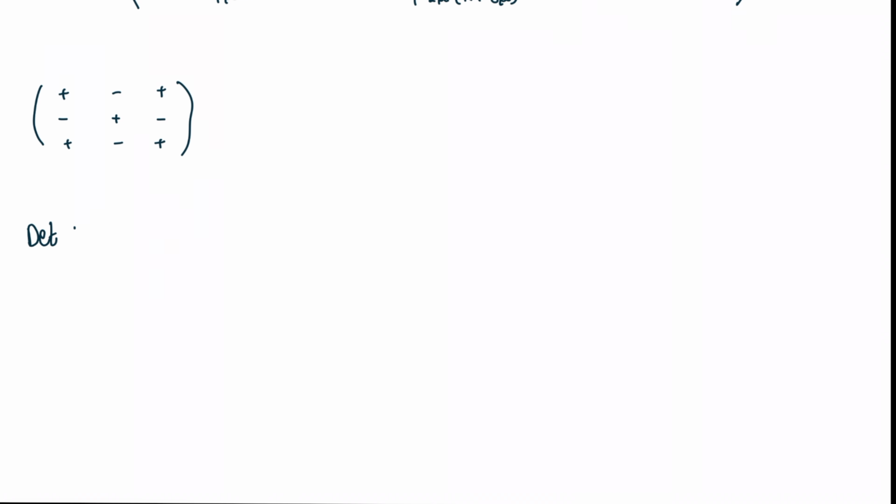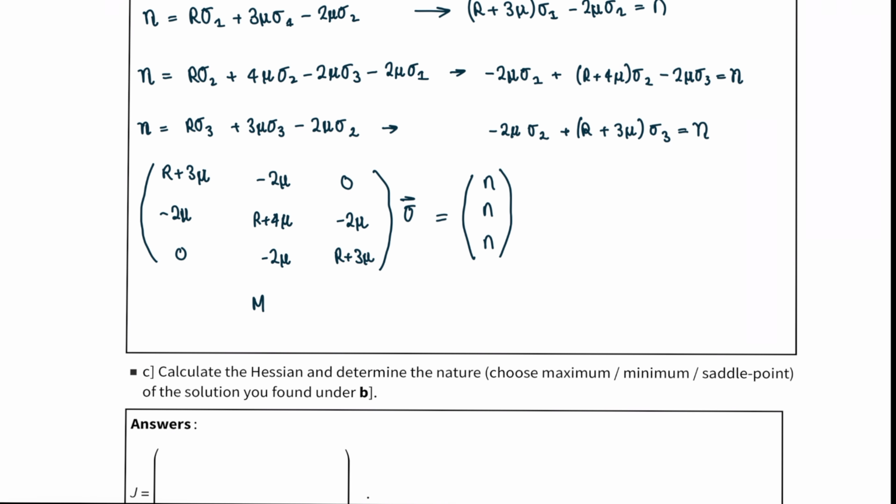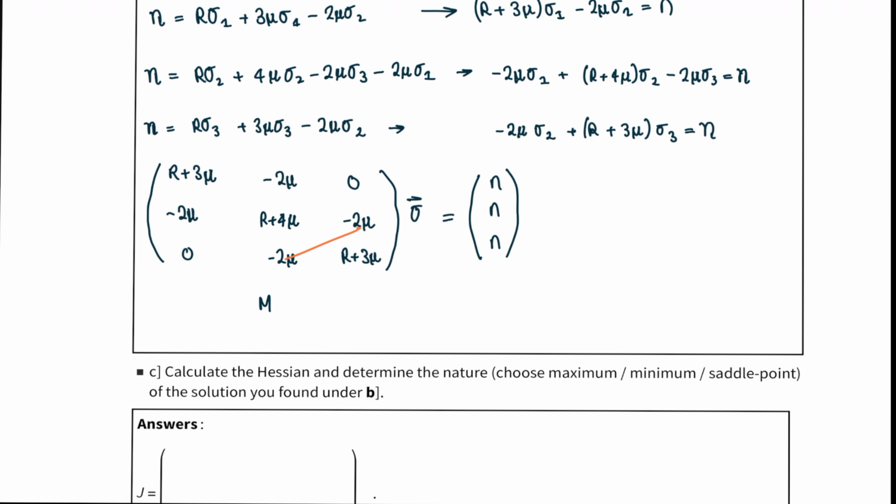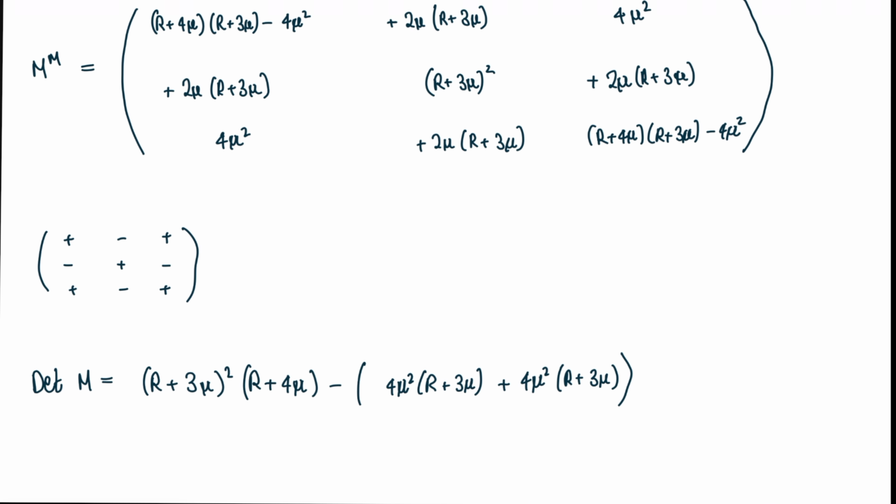So if we work out the determinant of M, we get (r plus 3 mu) squared, and then multiplied by (r plus 4 mu) minus 4 mu squared, (r plus 3 mu) plus 4 mu squared, (r plus 3 mu). And that's just me doing this diagonal multiplied together, this diagonal multiplied together, which is 0, and then this, which is 0. And then we subtract that from this diagonal multiplied together, which is 0, then this diagonal, and then this diagonal. Cool, so we get this.